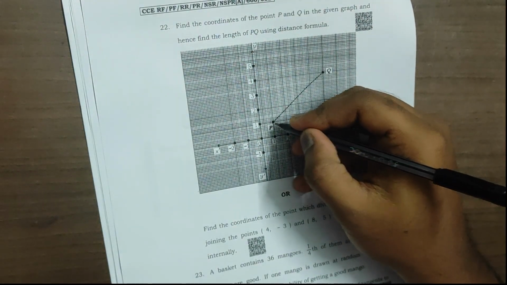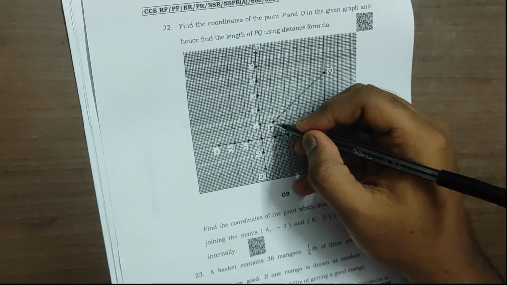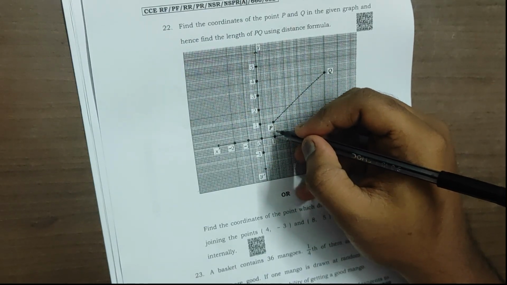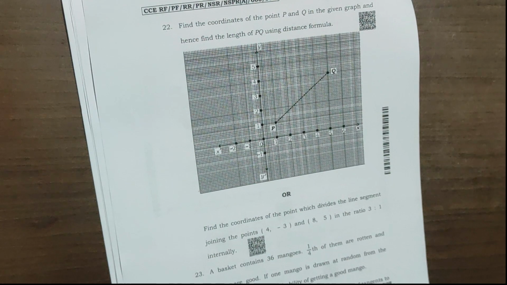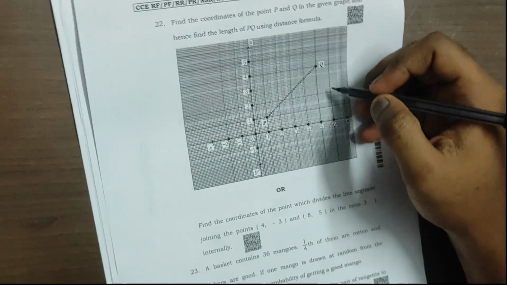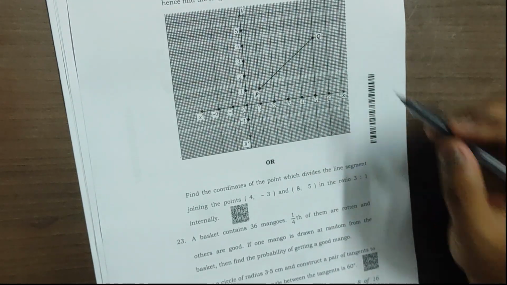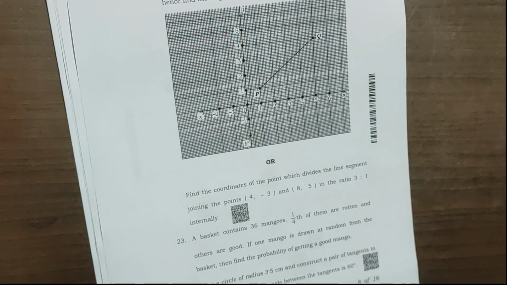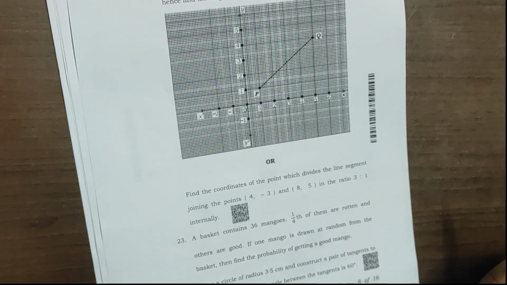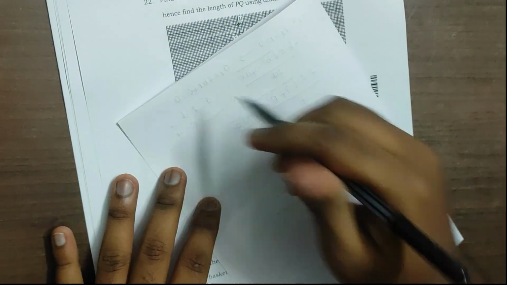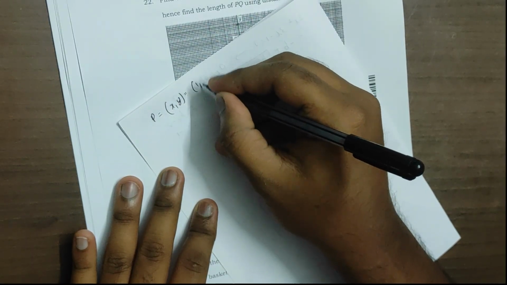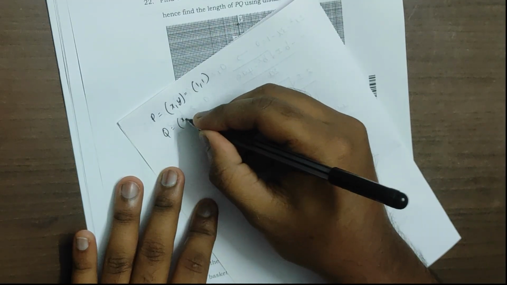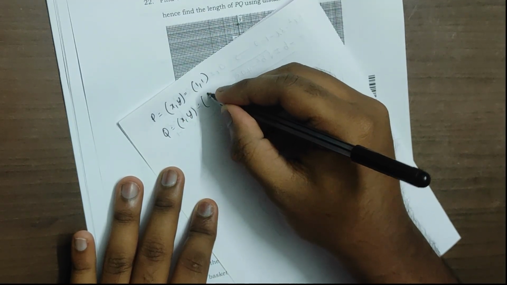Point P lies at x equal to 1 and y equal to 1. So we got that point P lies in the first quadrant, that is x comma y equal to 1 comma 1. Now let us see where point Q lies. Point Q lies at x equal to 5 and y equal to 4. The coordinates of points P and Q are given as point P is x comma y, equal to 1 comma 1, and point Q is x comma y, equal to 5 comma 4.